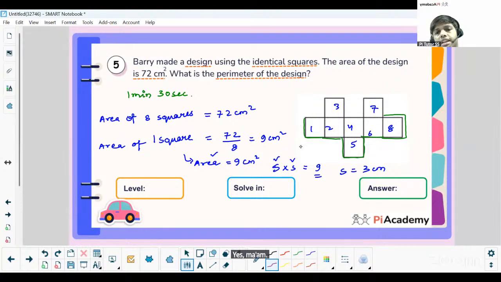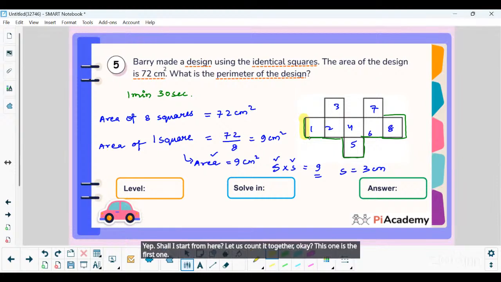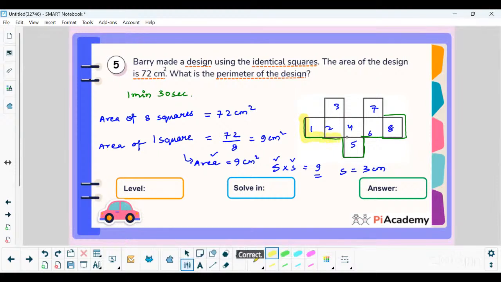Shall I start from here? Let us count it together, okay? This one is the first one. 1, correct. 2, 3, 4, 5, 6, 7, 8, 9, 10, 11, 12, 13, 14, 15, 16, 17, and 18.